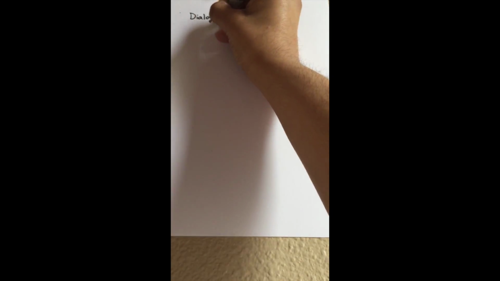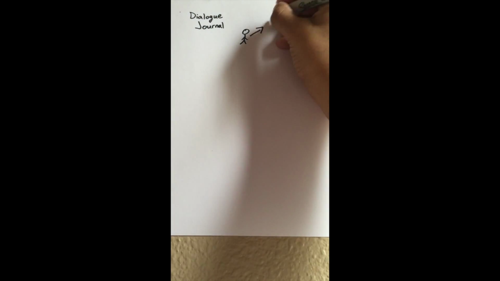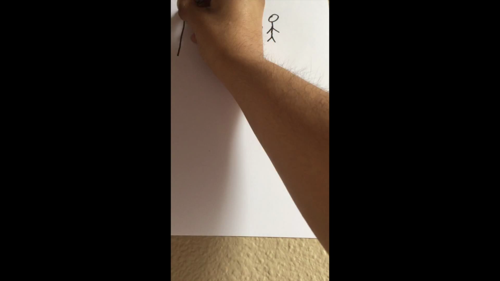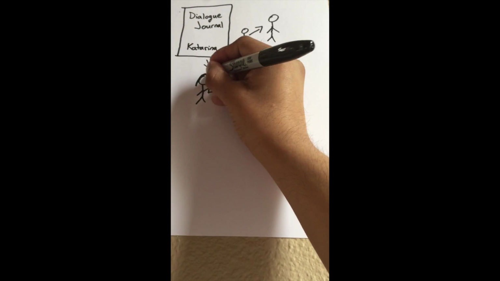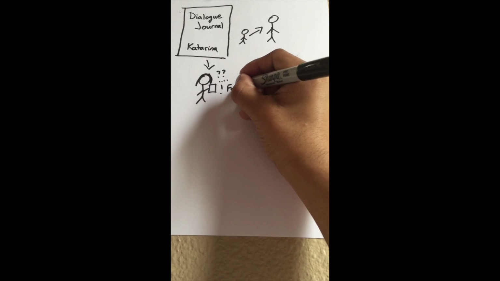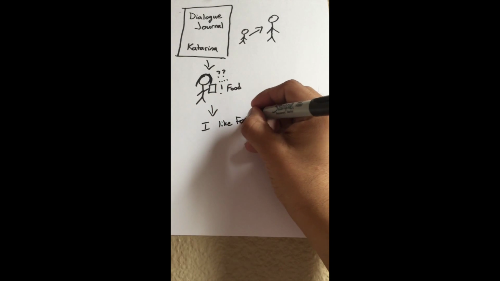Dialogue journals are also a great way to present literacy to students of all ages. For a dialogue journal, students write about a topic that they normally choose, and the teacher responds to the student's entries, concentrating on the content of the student's entry rather than the form.